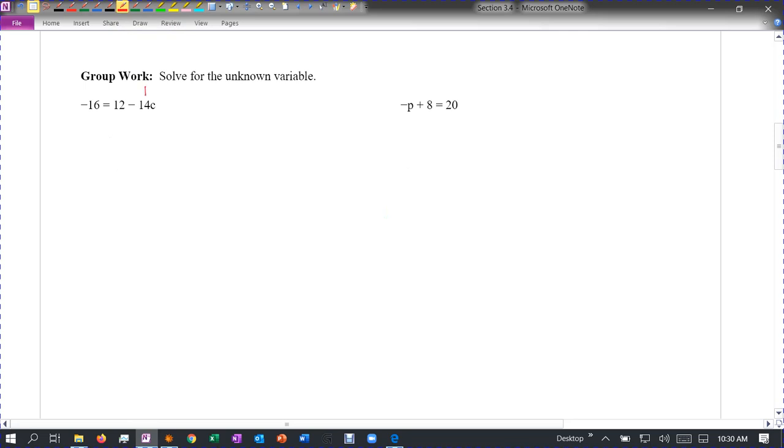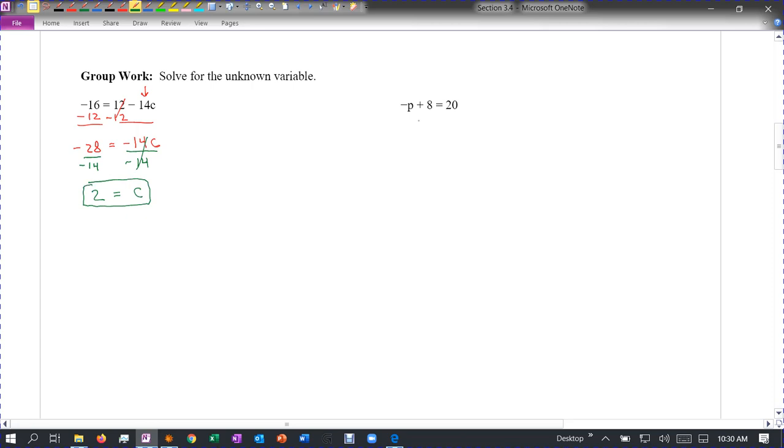So here we're trying to get the minus 14c by itself, so I'm going to subtract 12 on both sides. Okay, negative 16 take away 12 is negative 28. These 12's cancel. We're left with negative 14c. Now we want to get rid of that negative 14 in front that's being multiplied, so we divide by negative 14 on both sides. And we get this to go away. We get c here, and then that's going to be positive 2. Negative divided by negative is positive.